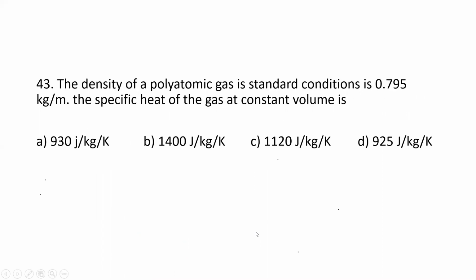Next, the density of a polyatomic gas at standard conditions is given as 0.795 kg per meter cubed. The specific heat of the gas at constant volume is what we need to calculate. Here the density of the polyatomic gas is given.